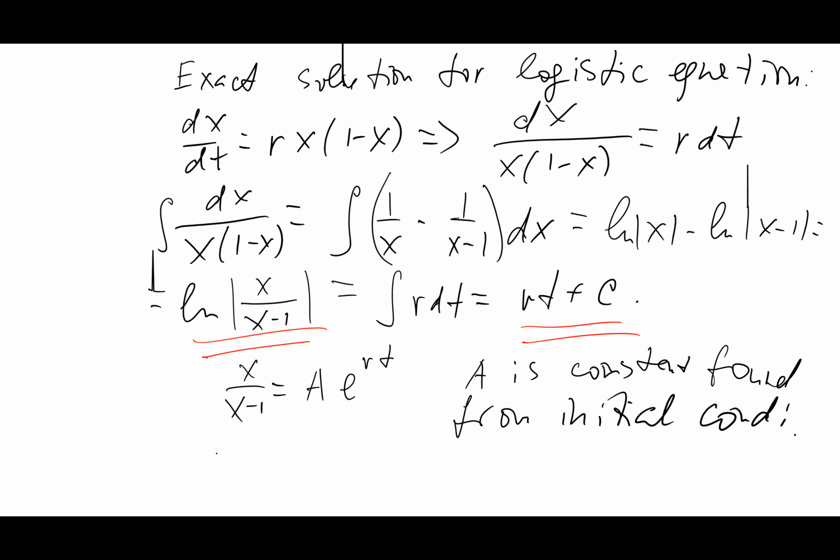So again, if the initial value of x is x naught, then x naught divided by x naught minus 1 will be equal to a times capital e to the power of r times 0, which is equal to a. So this is a.